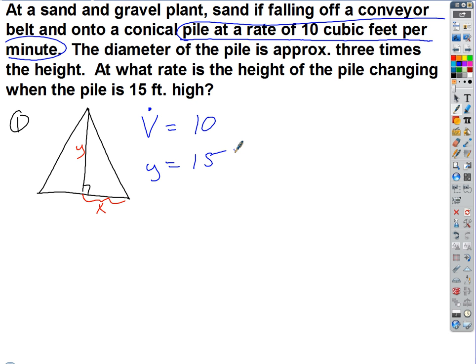And then what were we asked to find? Y dot. At what rate is the height of the pile changing? So the rate at which the height of the pile is changing with respect to time is what's implied there, right? So we're looking for y dot. So there's step 1. Okay, what was step 2?